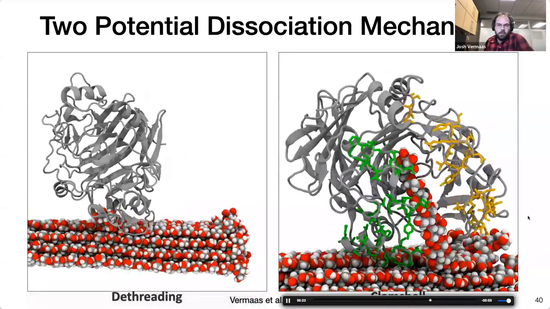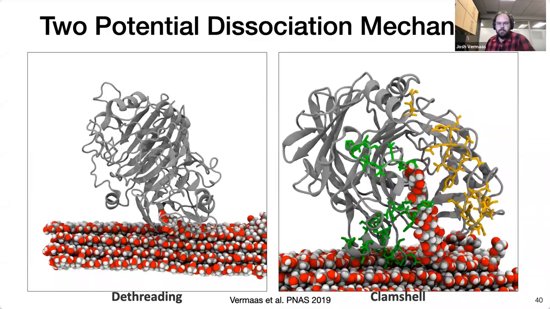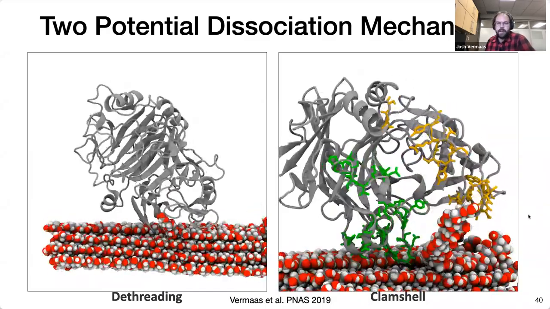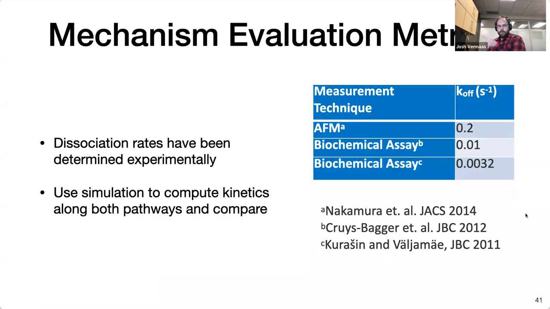And both of them look fine, right? Like I couldn't tell you before we started this how fast either one was. But we have some target data, right? So people have been measuring this experimentally, and they have dissociation rates that range over basically three orders of magnitude, depending on what method they used. And again, speaking computationally, this is amazing if the experimentalists can't agree, because that makes your target values much wider of what is an acceptable answer. But we're going to be using simulation to determine the kinetics along both of these potential pathways and then compare to experiment to see which one makes sense.